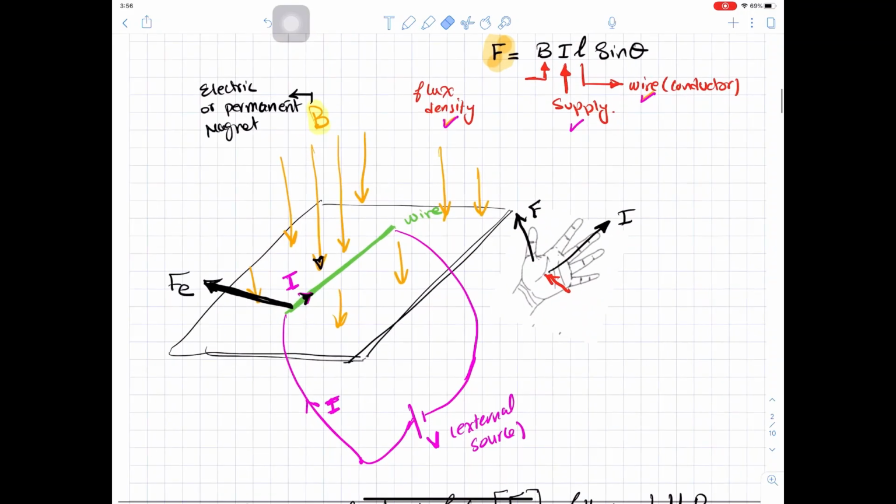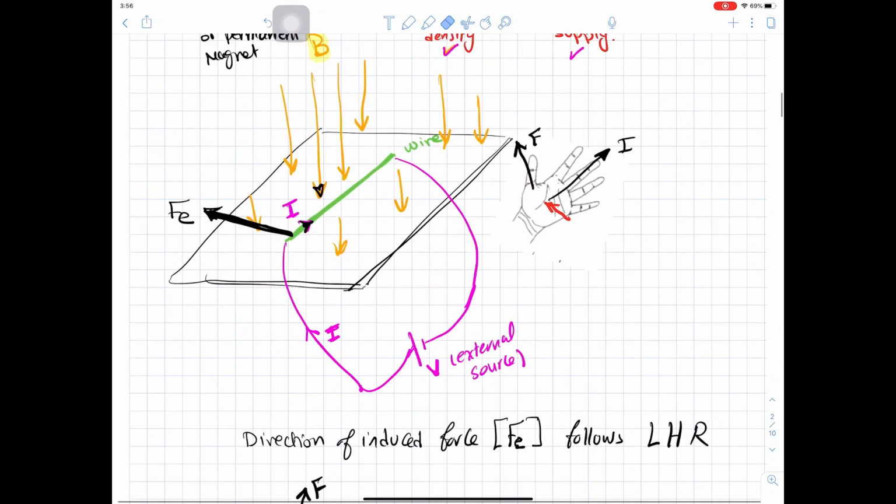So this is the left hand rule. According to the left hand rule, we are inducing or generating this electric force, F electric. And this F electric will move the wire to the left.